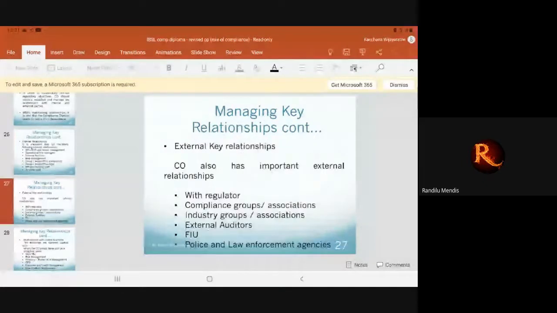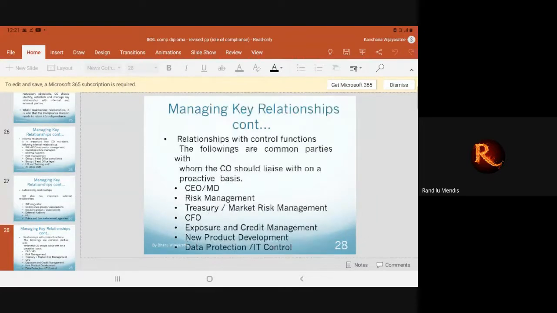Externally, it's important that compliance keeps a professional and cordial relationship with these external parties, starting from the regulator, then various other peer groups, compliance groups like the Association of Compliance Officers, various other associations, then the industry groups, external auditors, the FIU, part of the regulator, and also police and the law enforcement agencies. So these are the important relationships that you need to maintain with external parties.